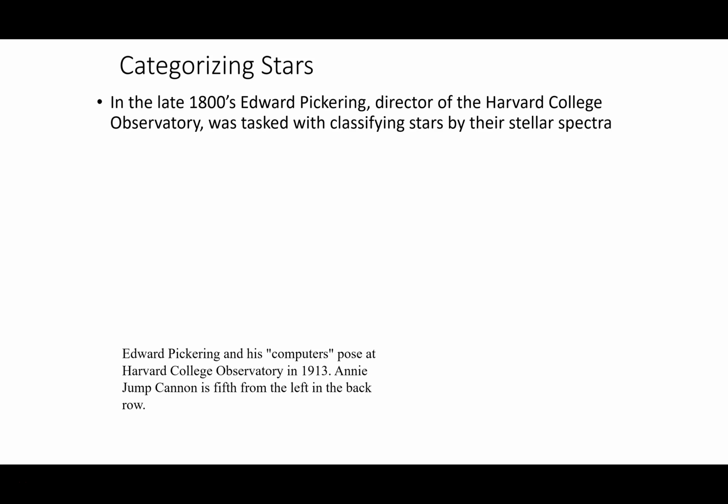This lowercase m is what we call apparent, and I can never spell apparent, so I apologize in advance. Apparent, like it appears, apparent magnitude. And that is the way it appears in the sky. You're like, well, what's the other one?